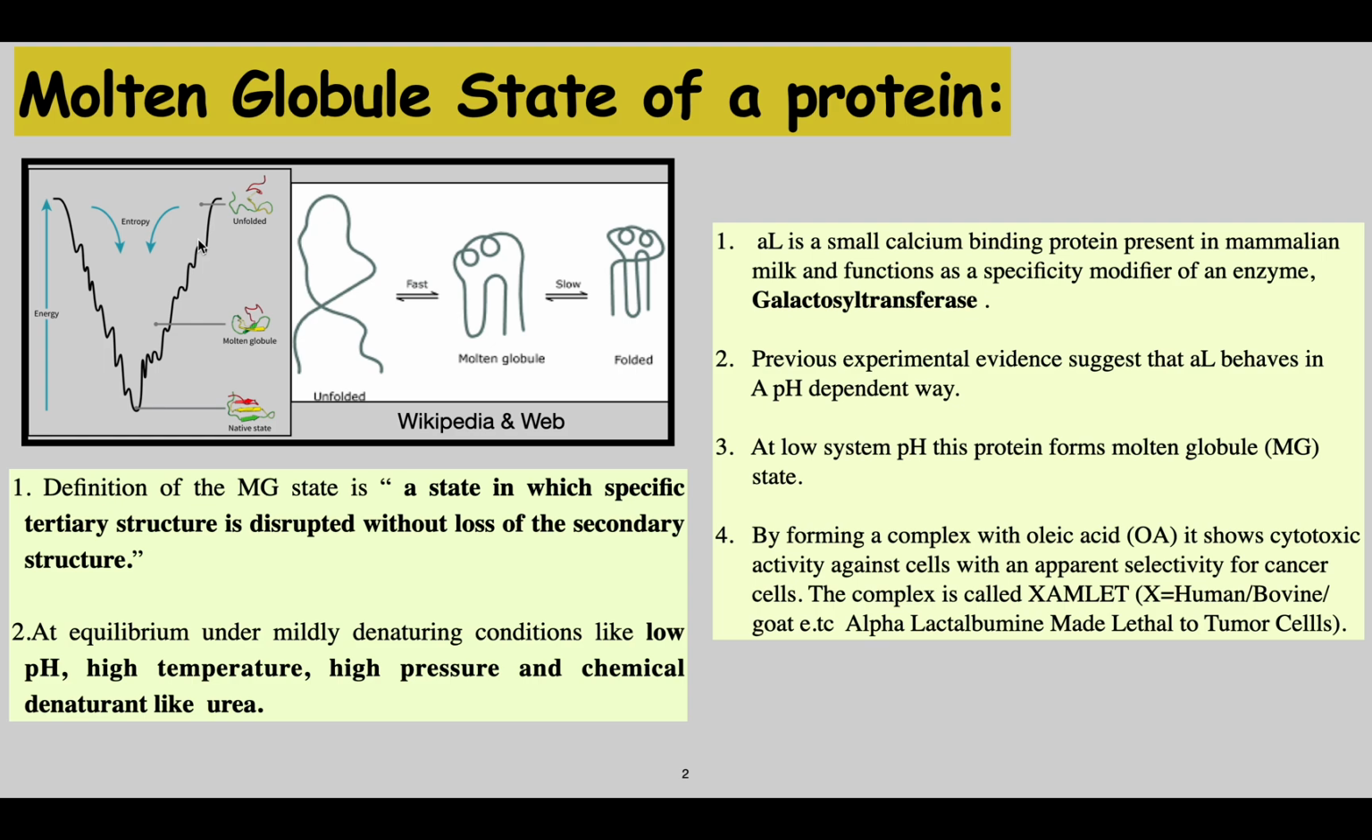Now at low pH it basically forms the molten globule state. At low pH, in the molten globule state, it binds oleic acid and shows cytotoxic activity specifically against cancer cells. This is called HAMLET, where the first letter is for human, Hamlet. If you consider bovine, then it will be Bamlet, etc.